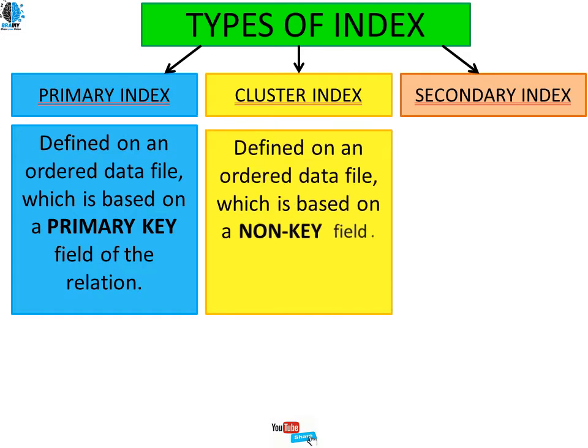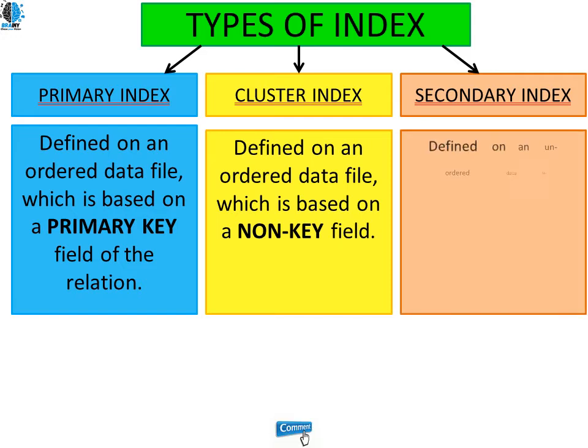Next, we have cluster. In cluster, the scenario is that it is also defined on an ordered file, but on a non-key field. A non-key field is not a primary key, whereas in primary index we have the primary key. So in cluster we have ordered and non-key. Both primary and cluster deal with ordered data files. In primary we have the primary key, in cluster we don't have a key.